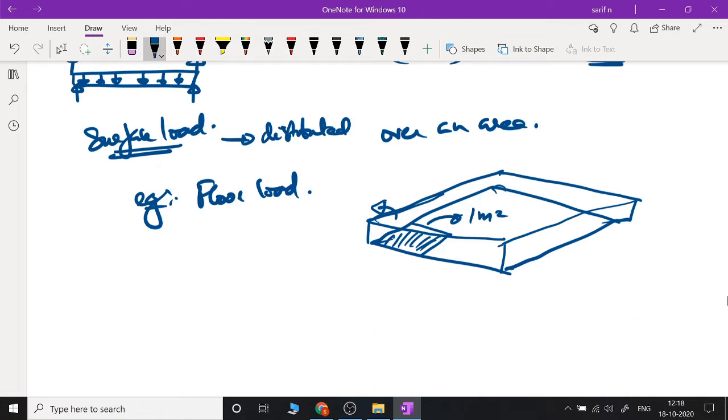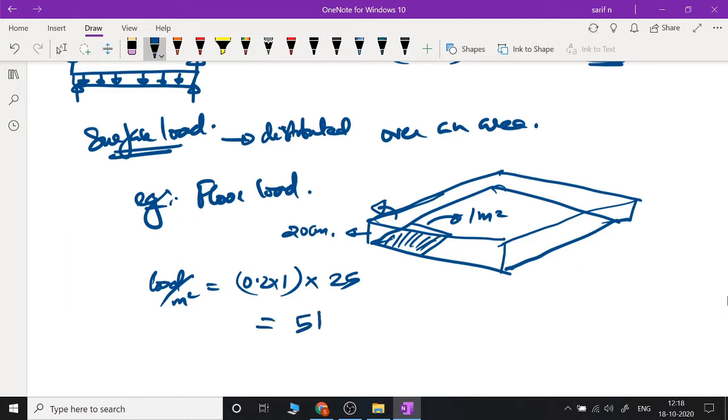Again, for example, let us say the thickness of this slab is 20 centimeter, that is 0.2 meter. If you want to calculate the load that is coming per meter square, load per meter square is equal to volume, which is thickness multiplied by the area we are considering, 1 meter square, multiplied by the specific weight of concrete. We are assuming it as 25 kilonewton per meter cube. If we do the calculation, we will get 5 kilonewton per meter square. So this is the area that is distributed, that is uniformly distributed surface load.